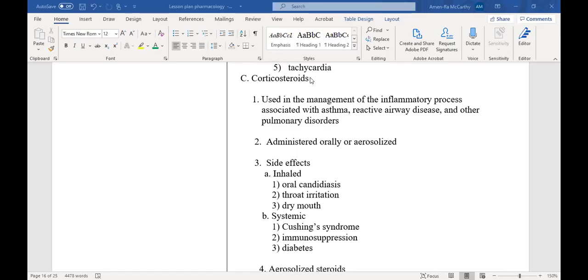It's used in the management of the inflammatory process. There you go. Corticosteroids are inhaled steroids that are used for the management of inflammation associated with asthma, reactive airway disease, and other pulmonary disorders. So any kind of pulmonary disorder that causes inflammation, we can give corticosteroids, okay?